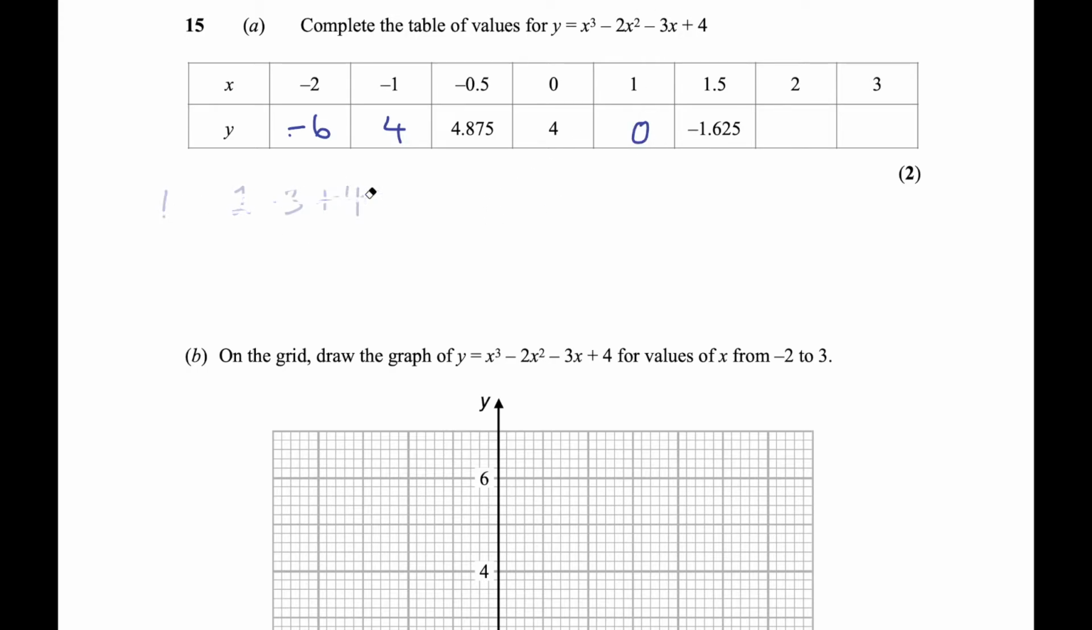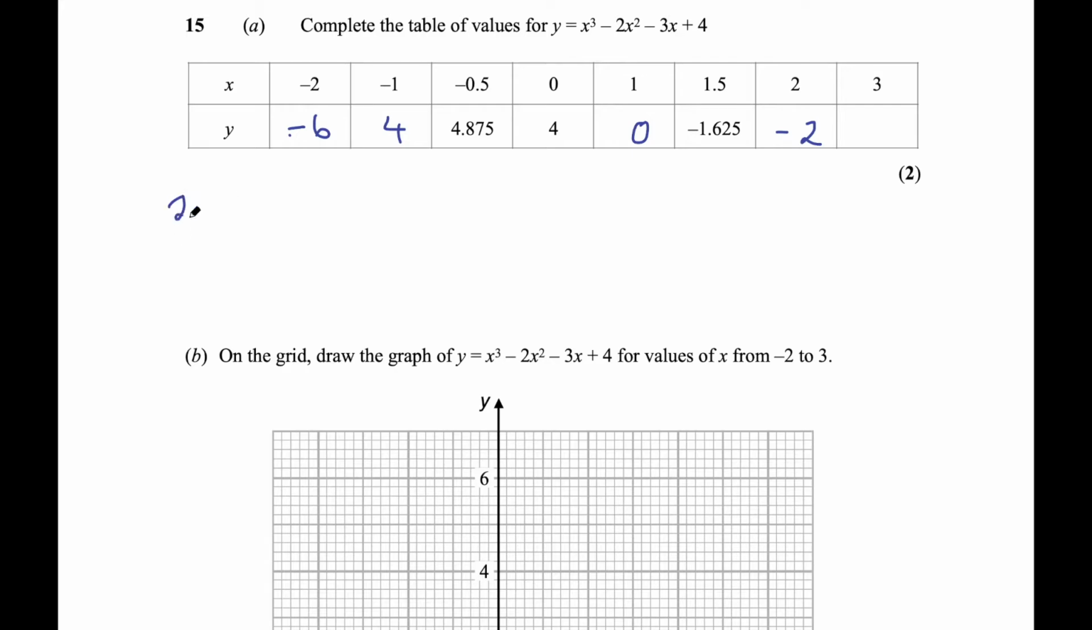Next one, 2 cubed is 8, take 2 squared is 4, so this would be -8. -3 times 2 is 6, so this would be negative, and then add 4 on the end. These 8s would cancel, I'd have -6 plus 4, final answer there would be -2, and the final one is 3, so plug 3 in.